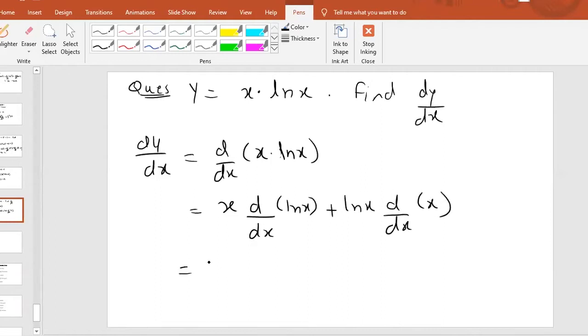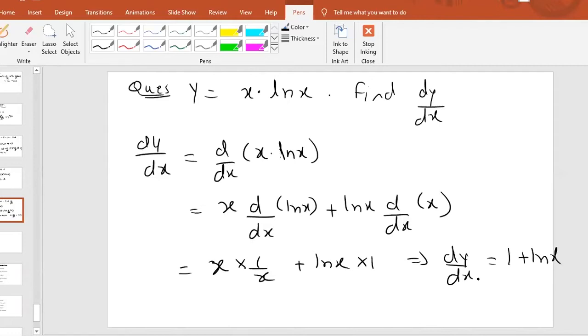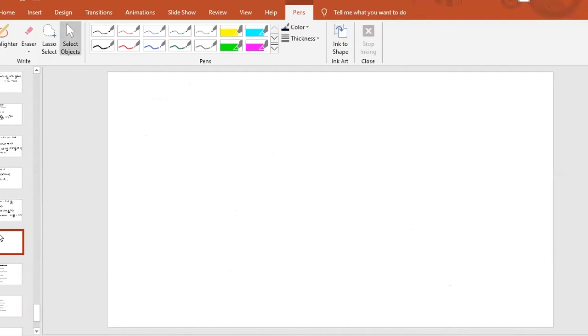Now, x times the differentiation of log x, which is 1 by x, so 1 by x, plus ln x times the differentiation of x with respect to x, which is 1. So the answer would be dy by dx equal to 1 plus ln x. Very good. That is how we can find the derivative of log x. Yesterday you were telling me that I have not given the example of log x, so that is how we can apply the log x formulas.